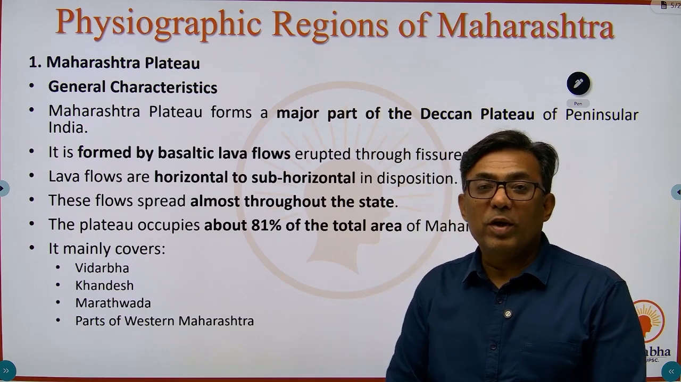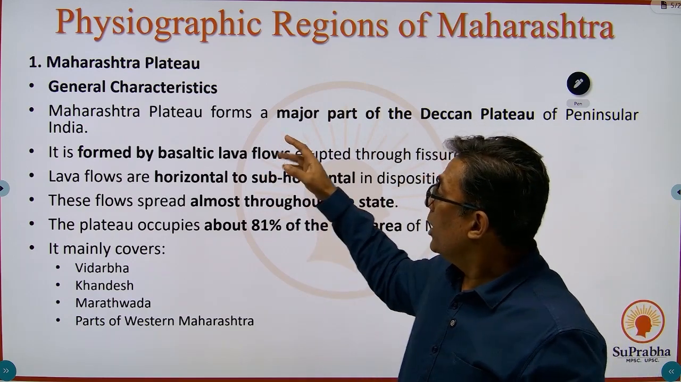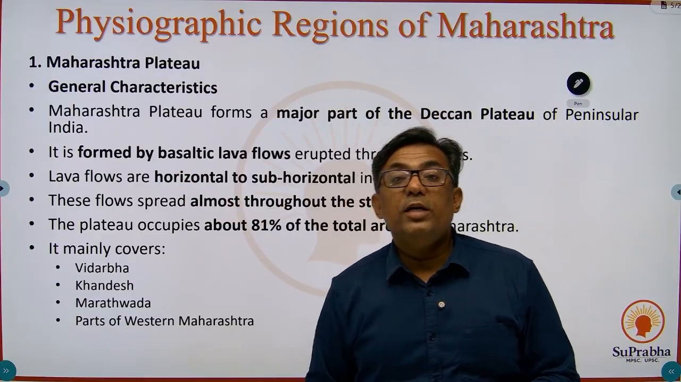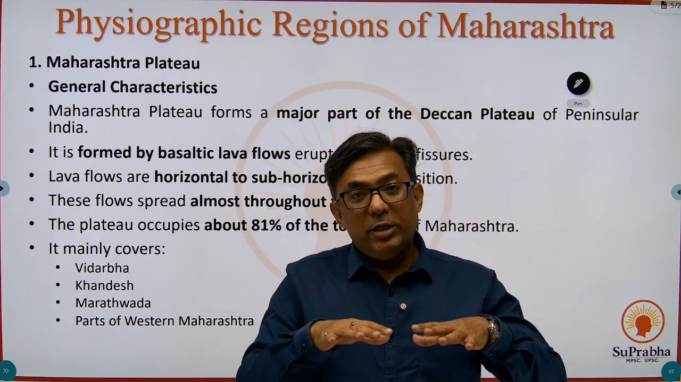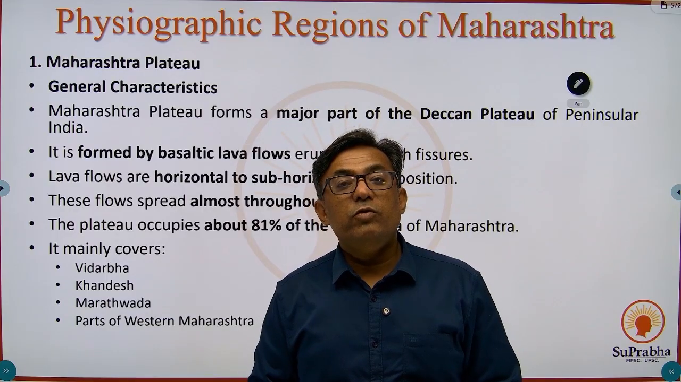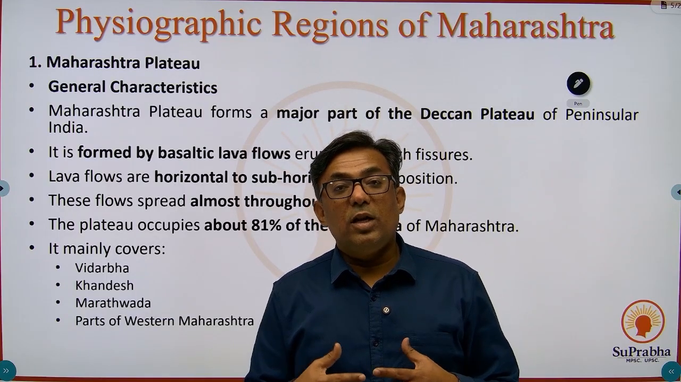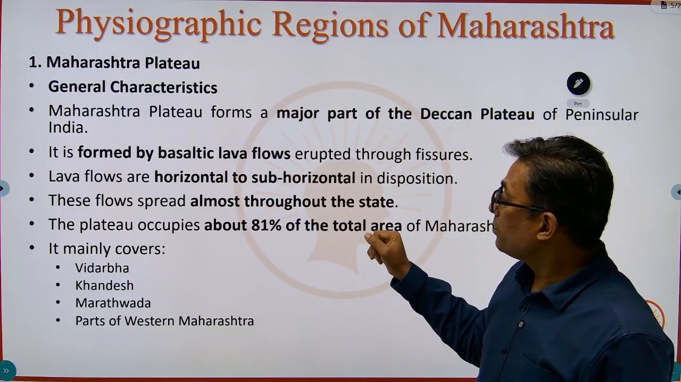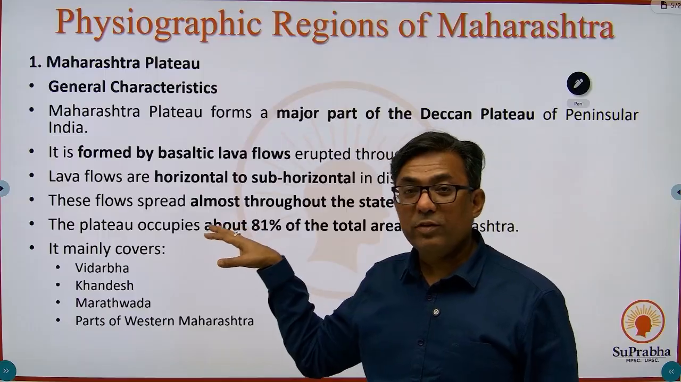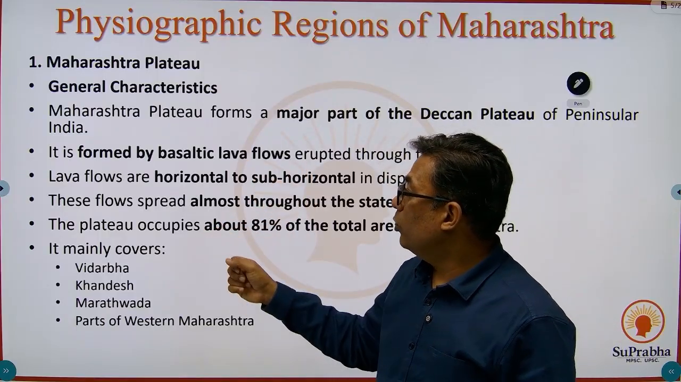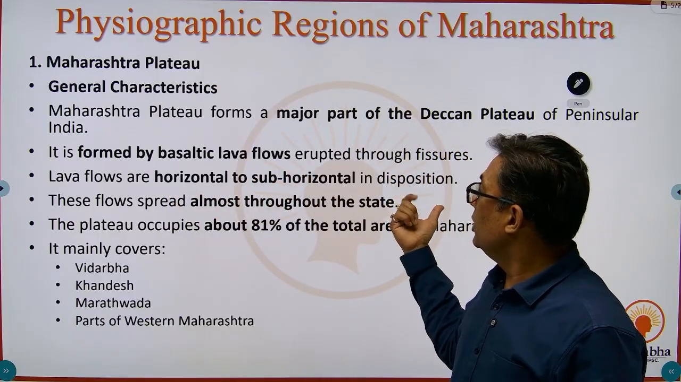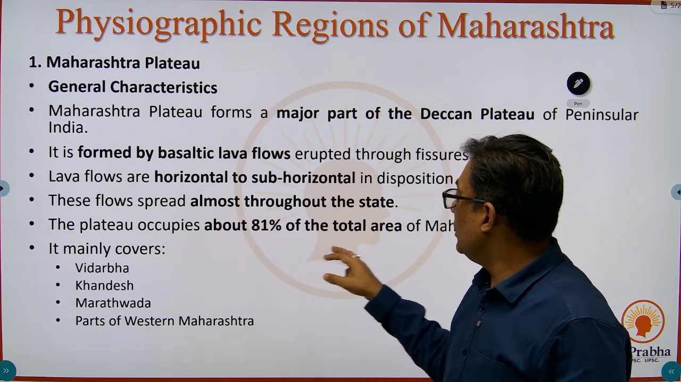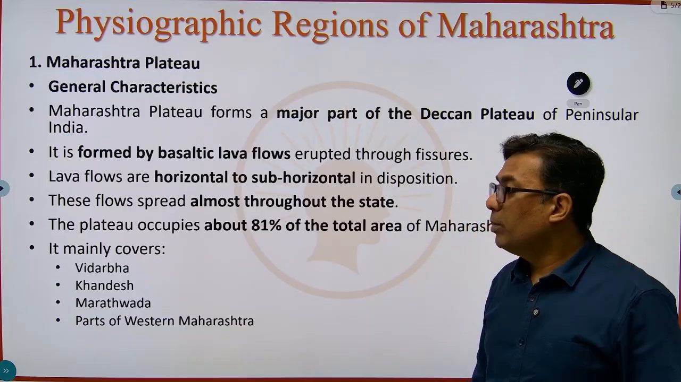What are the general characters of Maharashtra Plateau? Now, it forms a major part of the Deccan Plateau. It is made up of basaltic lava flow. The whole of the Deccan Plateau, the Maharashtra Plateau, is made up of Deccan basalt, the lava flow which we had during the Cretaceous period, and so whatever black soil we have in Maharashtra has its origin from this lava flow. Lava flows are horizontal to subhorizontal in disposition. These flows spread almost throughout the state, that is, they occupy 85% of the total area of Maharashtra.